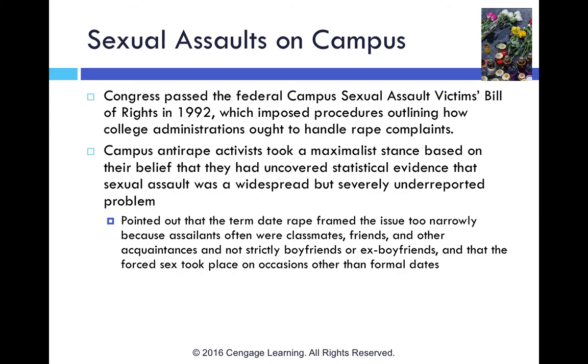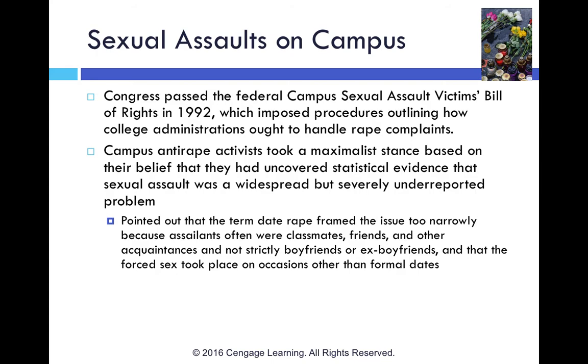In 1992, Congress passed the Federal Campus Sexual Assault Victims Bill of Rights, which imposed procedures outlining how colleges have to handle rape complaints. Colleges are sort of notorious for not handling this well at all. Anti-rape activists took a maximalist stance based on their belief that they had uncovered statistical evidence that it was a widespread but underreported problem. So they said that the term date rape really framed the issue too narrowly because assailants were often classmates, friends, and other acquaintances.